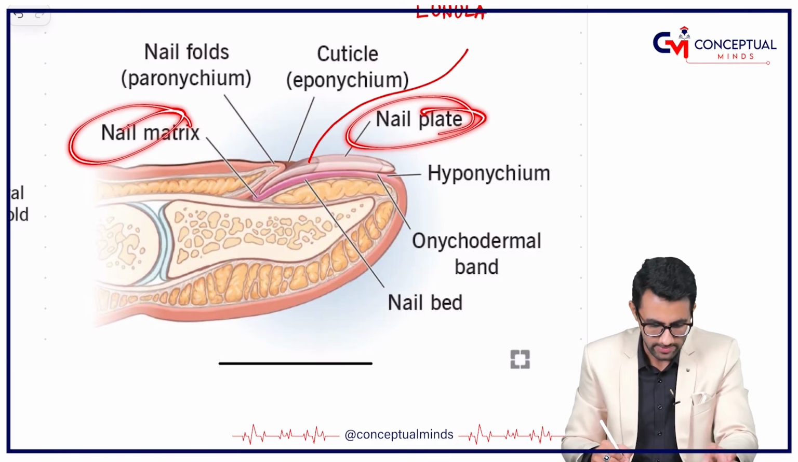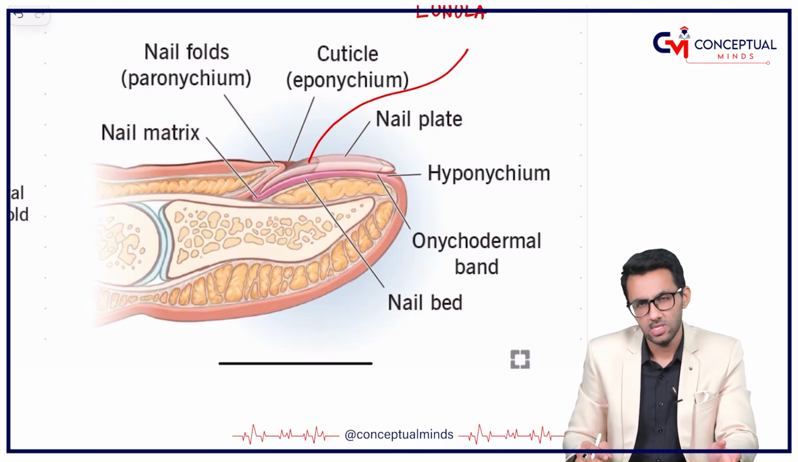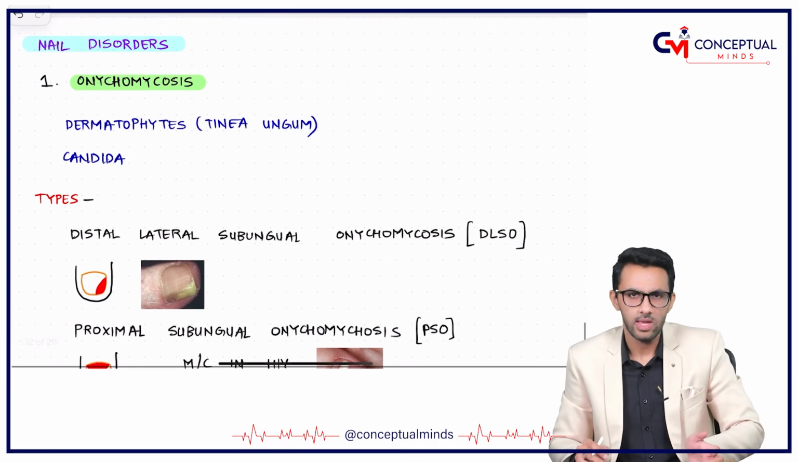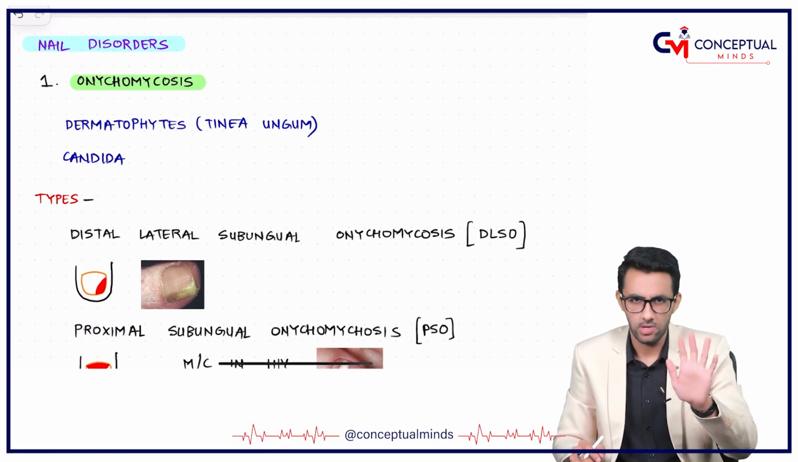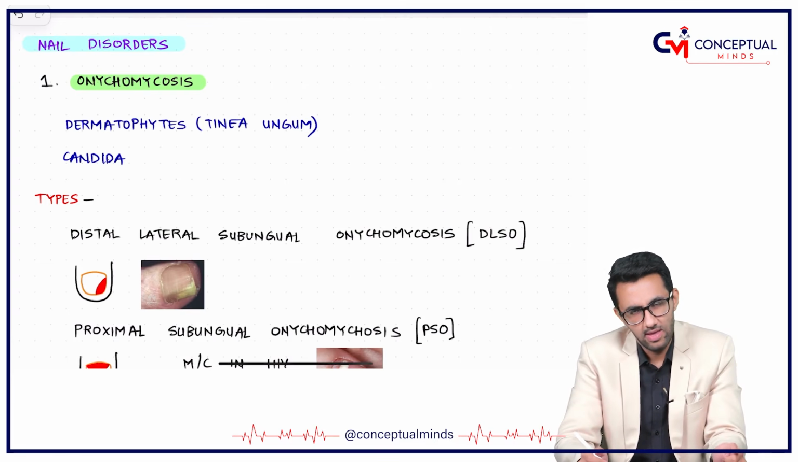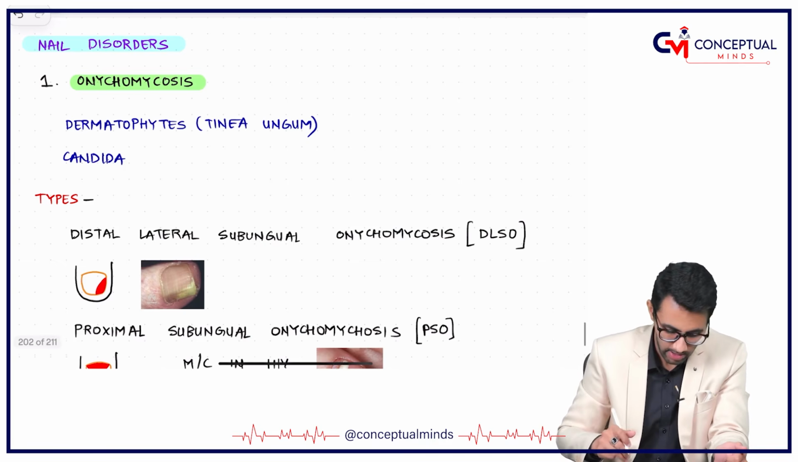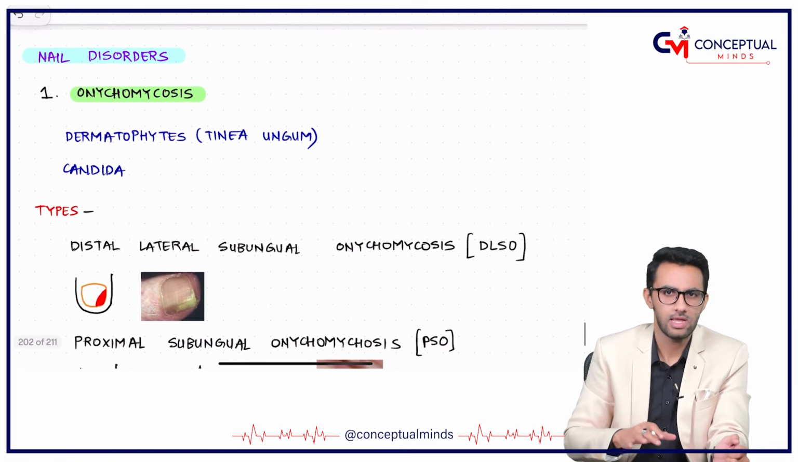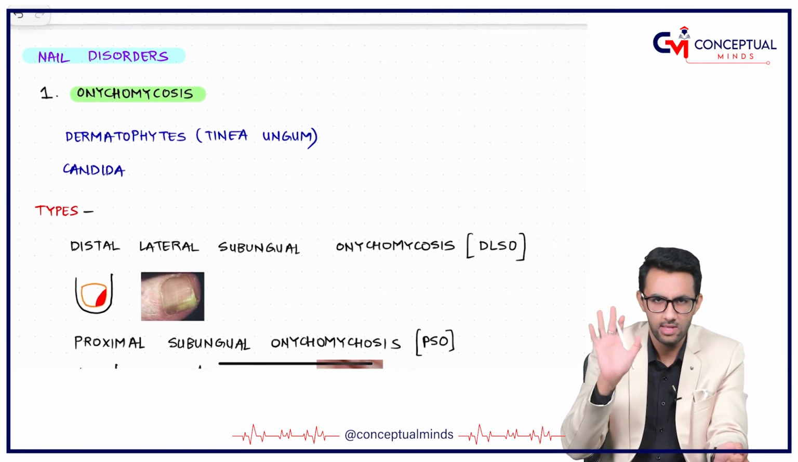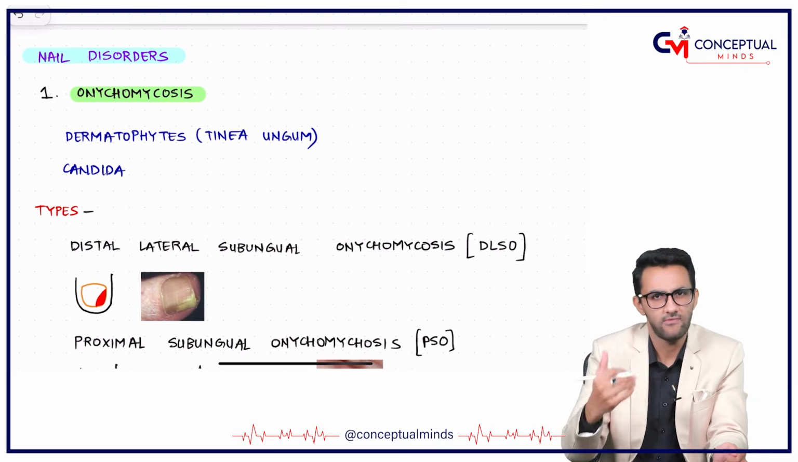Okay, so now let us start with the nail disorders. First of all, we have onychomycosis. This is absolutely not a new topic for us, because we read the whole thing when we were doing our infections chapter. These are the same notes, and I just want to take this opportunity to revise the whole thing. We will do everything just as we did it the first time.